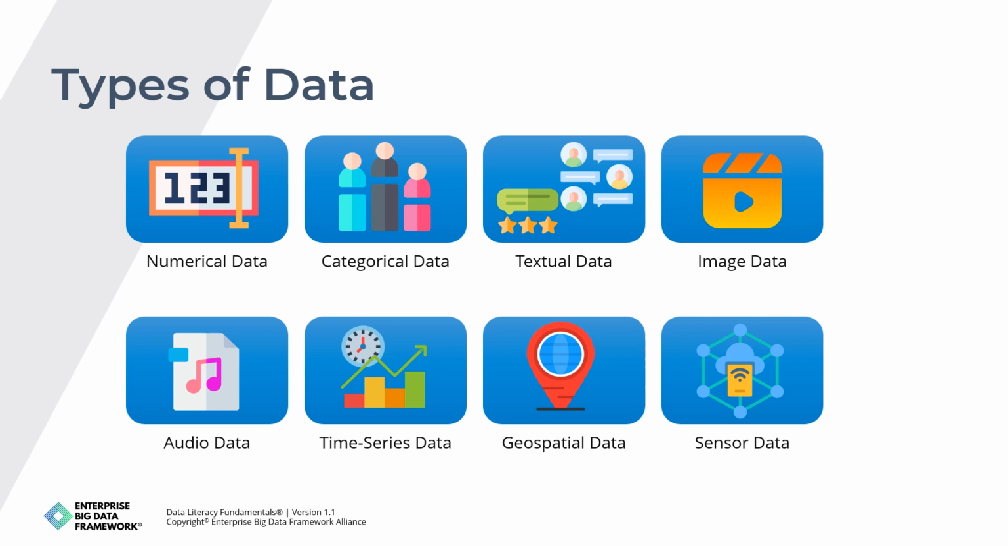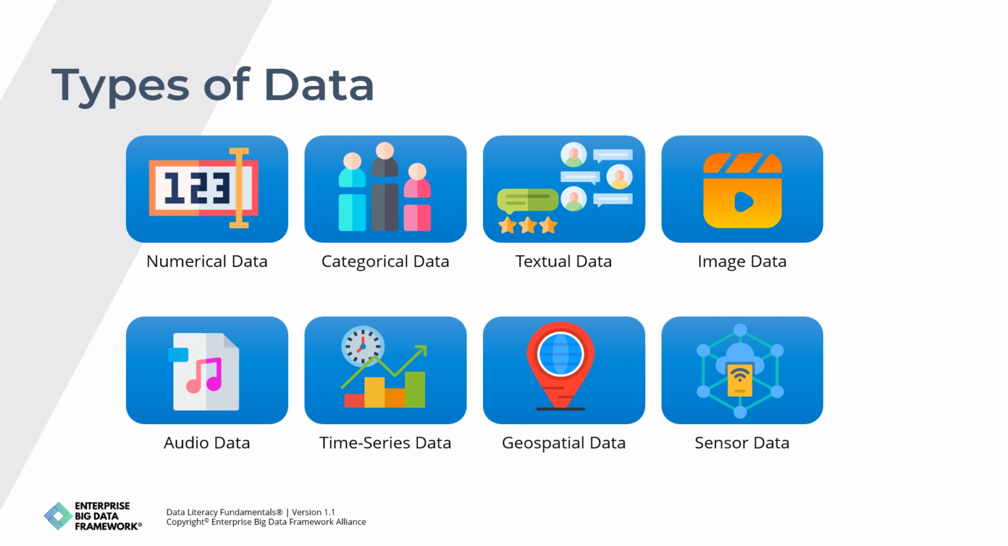Then we have categorical data. This type of data is used to group items into categories. It can be further classified as nominal or ordinal. Nominal data represents categories that do not have any order or ranking, such as gender or hair color. Ordinal data represents categories that have an inherent order or ranking, such as education level: high school, college, graduate.